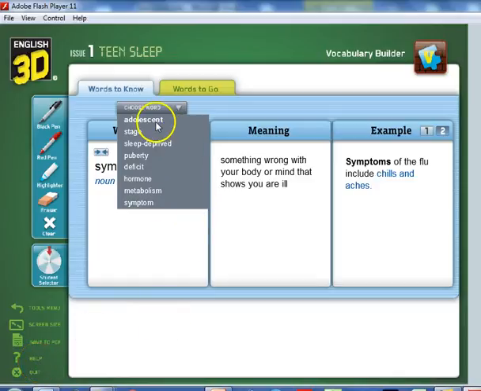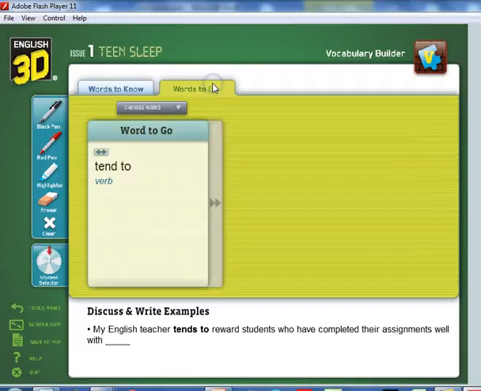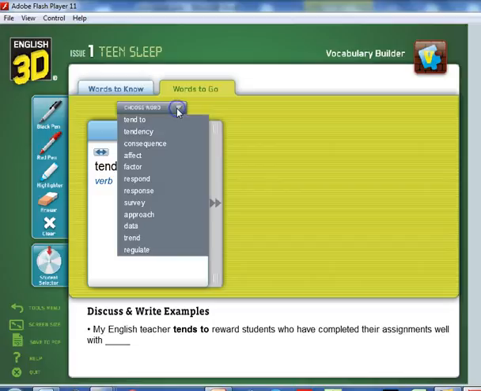Hello. So we've already looked at our words to know for issue 1: teen sleep, adolescent, stage, sleep deprived, puberty, deficit, hormone, metabolism, and symptom. Today the lesson is going to be your words to go. Words that will frequently appear in different types of books and different types of settings. You could see it in history, in biology, different places. Okay, so here's our list of words.